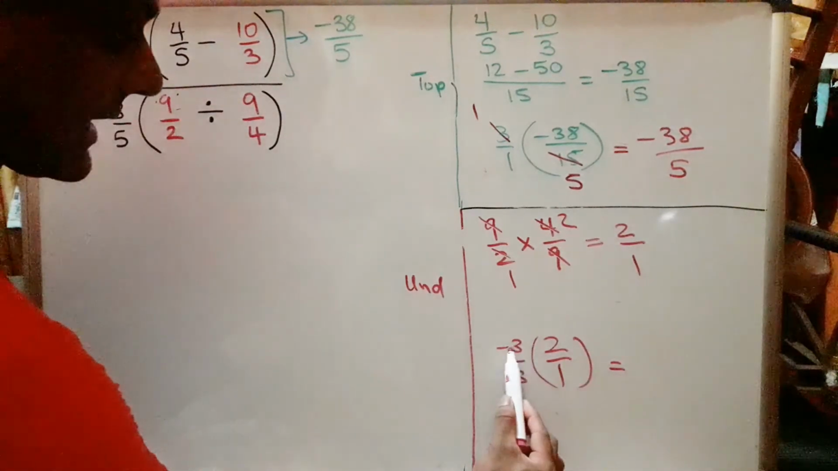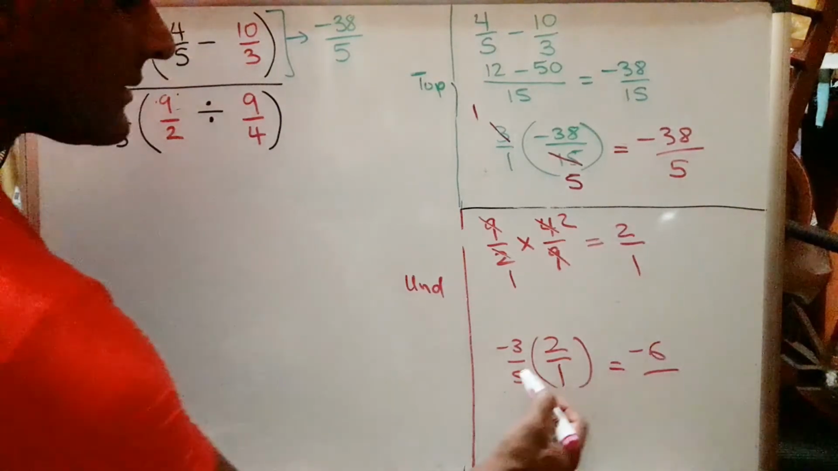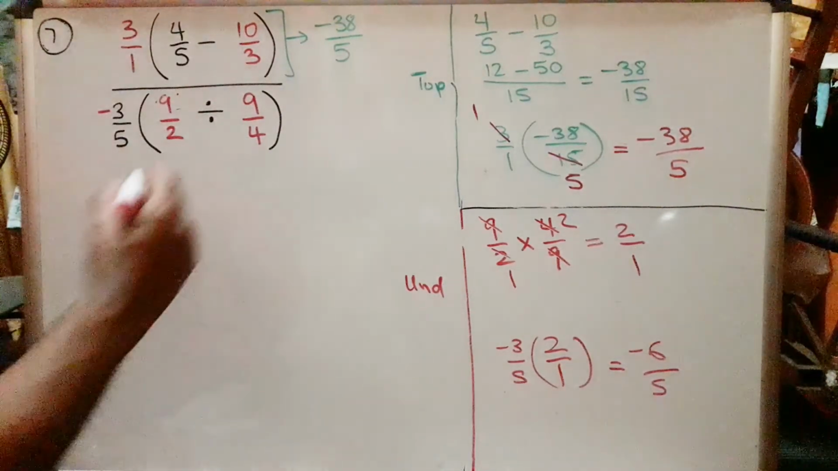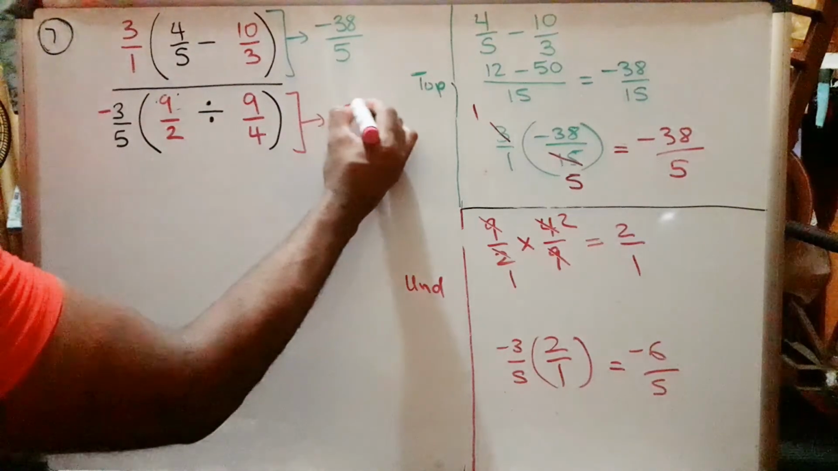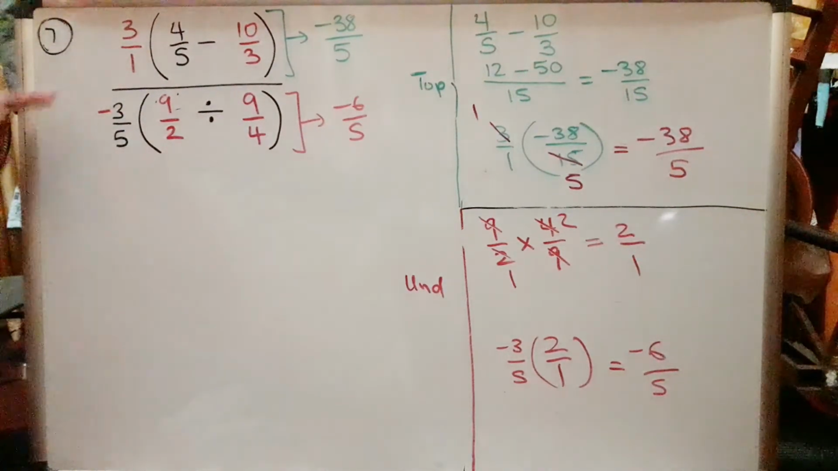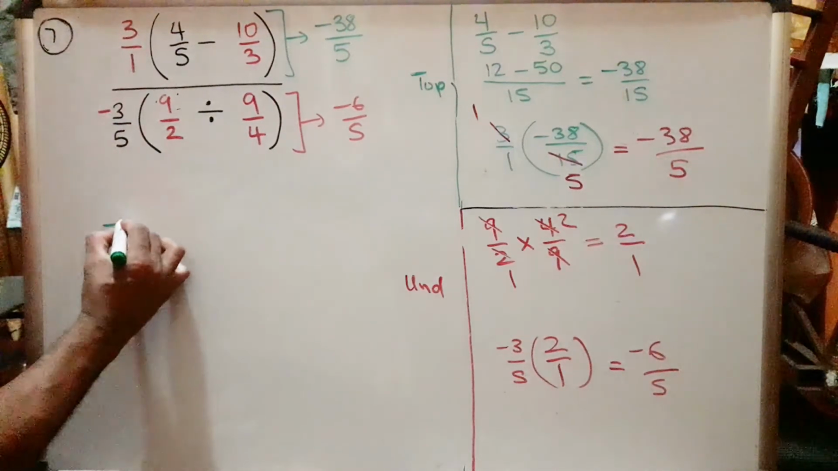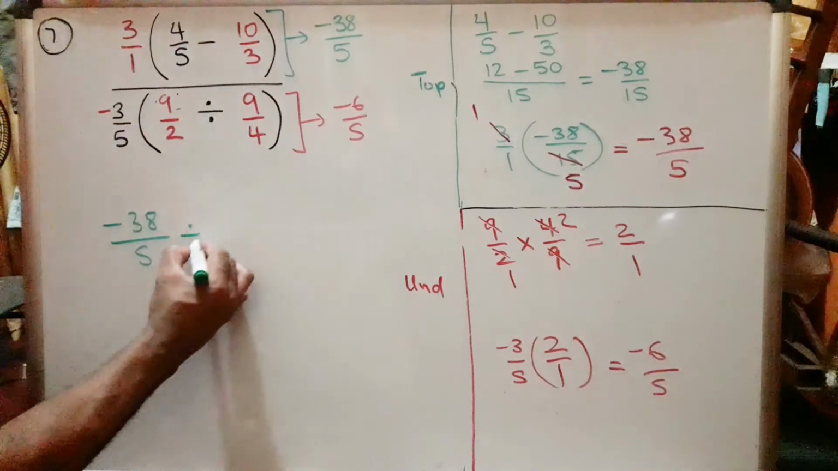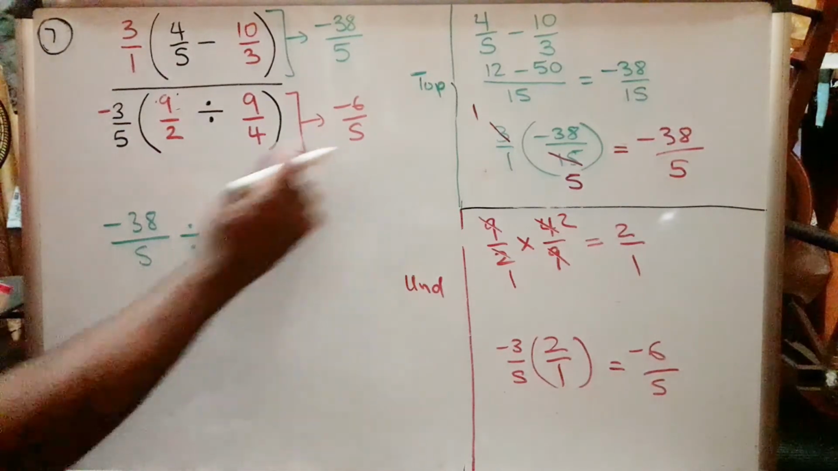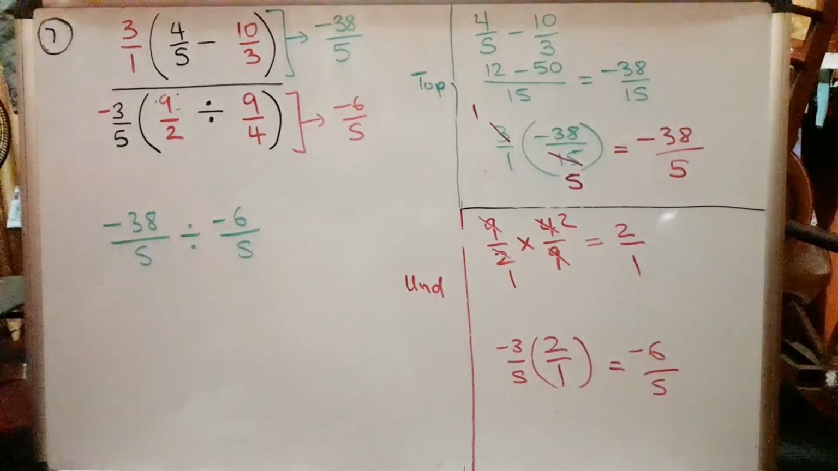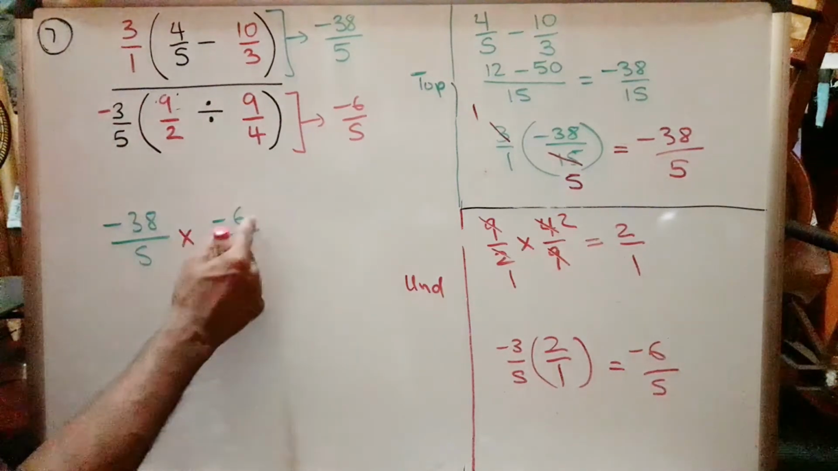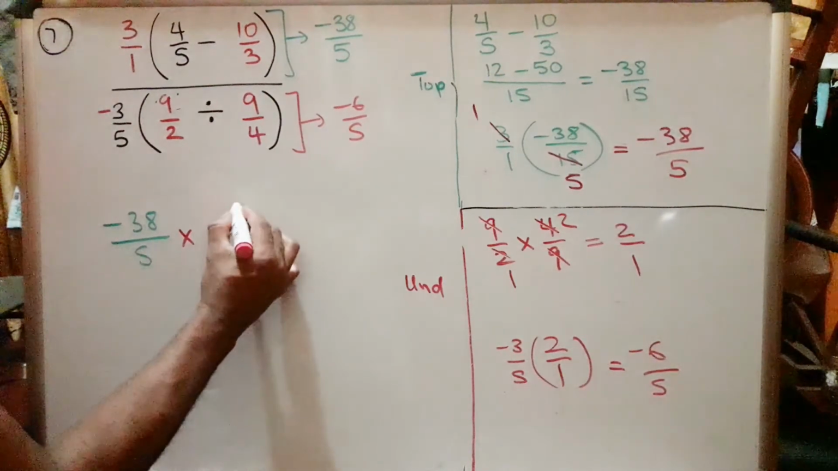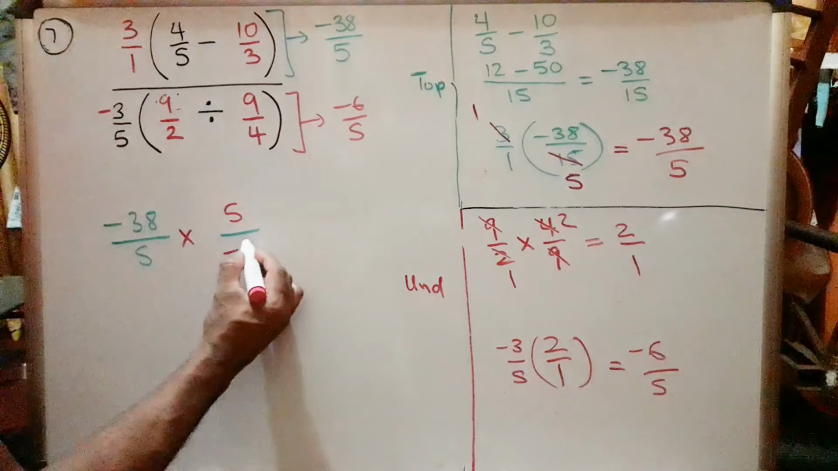Great. Whatever we are left with, we have to multiply by the minus 3 on 5. So minus 3 by 2 is minus 6. 5 by 1 is 5. So the underneath gives us minus 6 on 5. And we still have to divide the top answer by the underneath answer. So let's do that. Minus 38 divided by 5, divide by minus 6 on 5. That's this guy here. So once again, this divide is going to change to a multiply, and the 5 will go on top, and the minus 6 will go underneath.